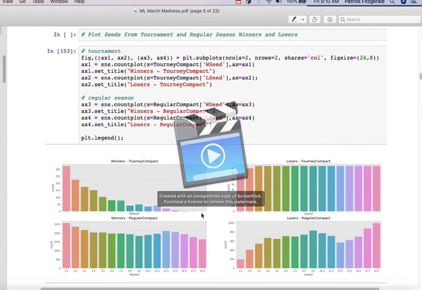Very rarely do you see a low seeded team win. Very rarely do you see a high seeded team lose. You can see over here that these are all pretty consistently up here, whereas you don't see a 1 or a 2 seed get taken down very often. And that's reflected in the regular season data as well. We have sort of this trend that we're following. It mostly goes up here.